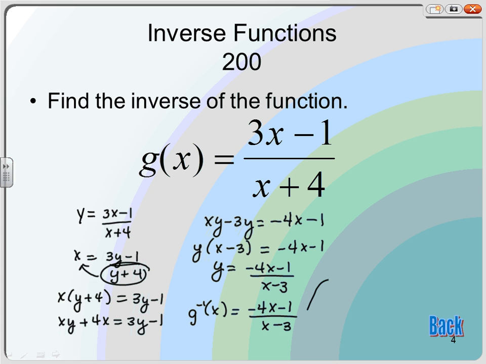But the way I would probably write it, and it would probably be written on a multiple choice question, would be 4x plus 1, so divided by a negative on top, so I have to divide by a negative 1 on the bottom. So instead of having x minus 3, I'm going to have negative x plus 3, or 3 minus x. So that's the way I would probably see it written.